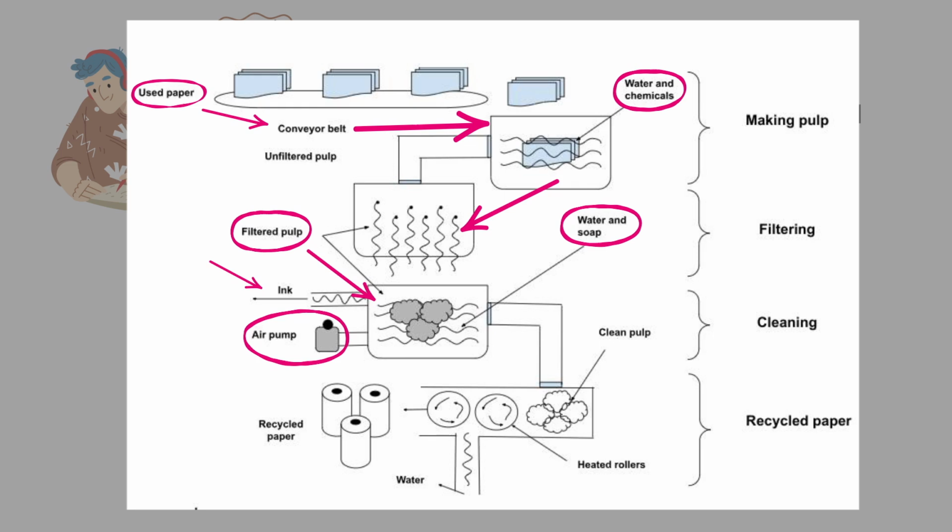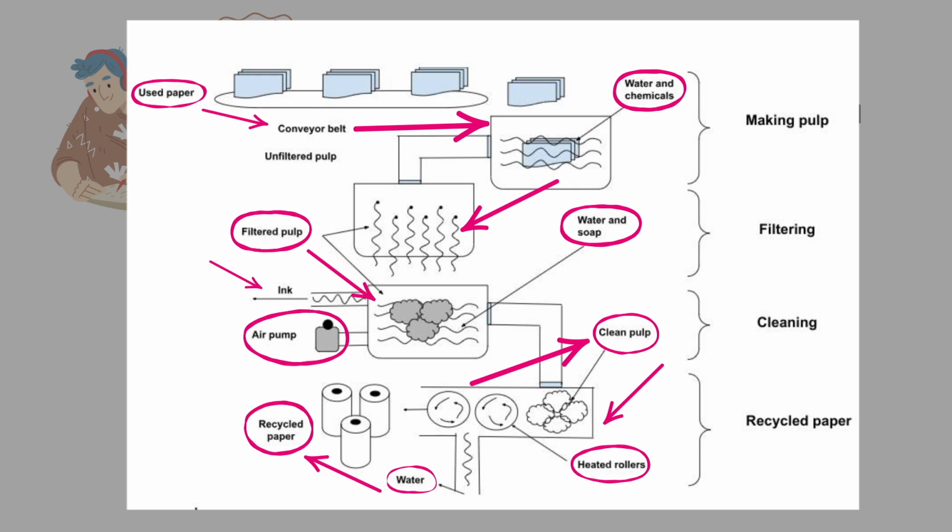And then after that, they are put into another tank, which is the recycled paper stage, which is the ending stage. And clean pulp is rotated through heated rollers, and then water is extracted from this part, and a recycled paper roll is made. So this is the overall process by which recycled paper is made.